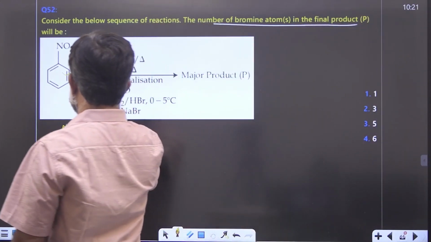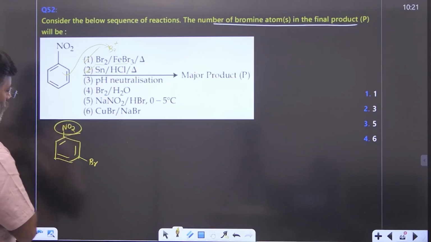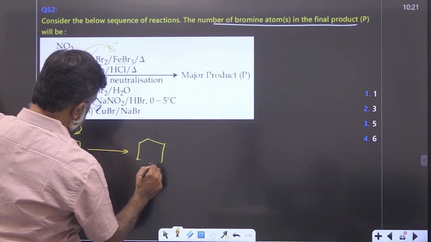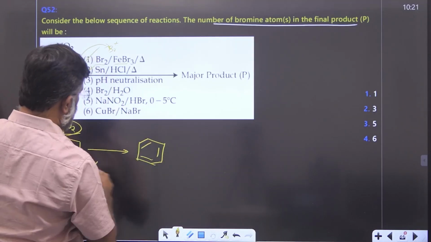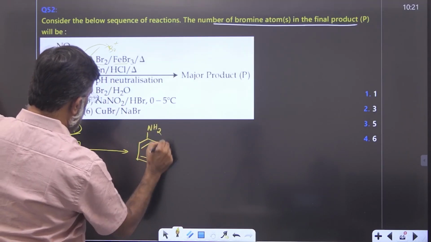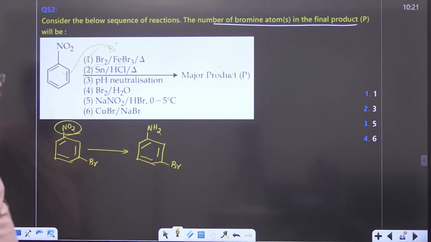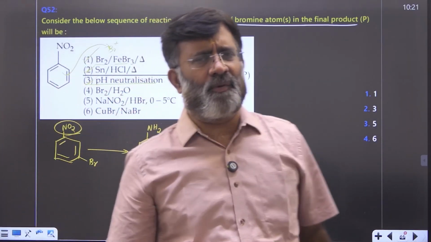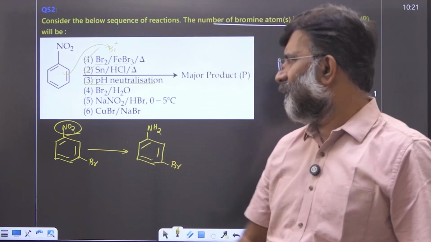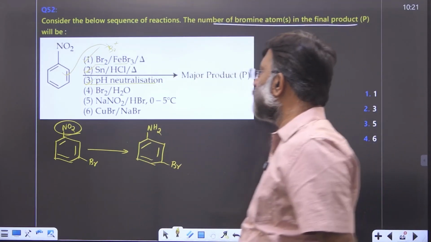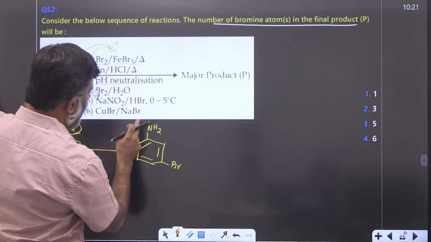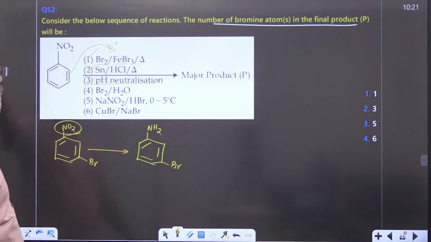Now the second reaction, Sn with HCl will reduce NO2 to NH2. This is the product after the second reaction. The third step, pH neutralization, means neutral pH, nothing else. Since here we deal with an acid medium, we neutralize. Otherwise, this will be protonated and it may give a different product.